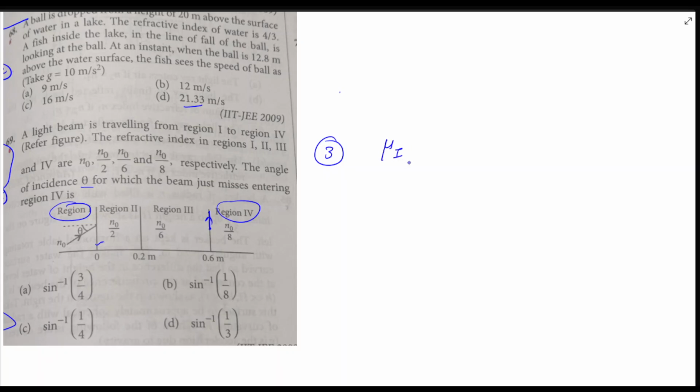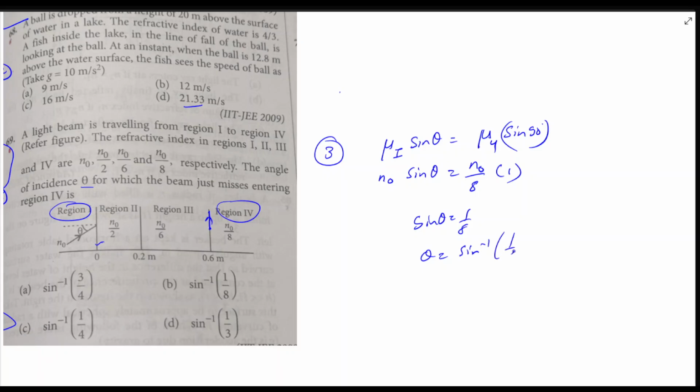So mu of 1 sine theta must be equal to mu of region 4 sine 90, right? So let's put the values. n naught sine theta will be equal to n naught by 8 into 1. So sine theta will be 1 by 8. So theta will be sine inverse 1 by 8. Okay, so B will be the option. Right? So this is quite easy.